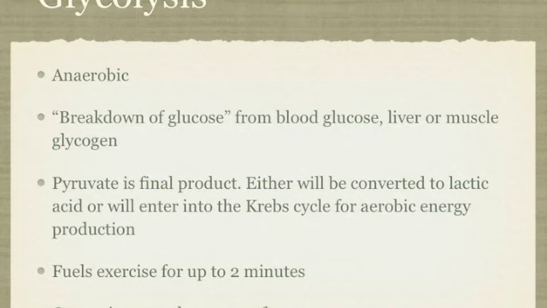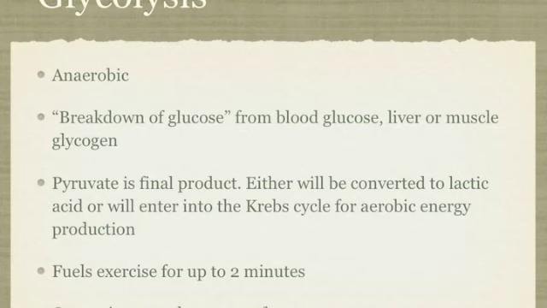And glycolysis is anaerobic, and the actual term does mean the breakdown of glucose. And that glucose comes from either circulating blood glucose in the bloodstream or from stored liver or muscle glycogen, which is then transformed into glucose. In the final product of this breakdown of glucose, there is a substance called pyruvate produced.